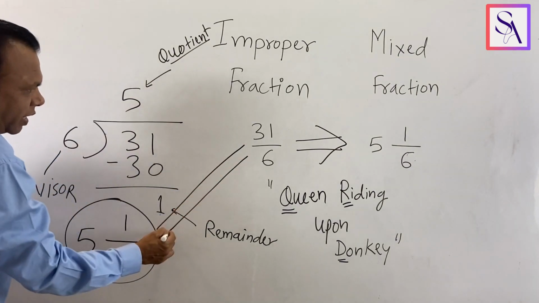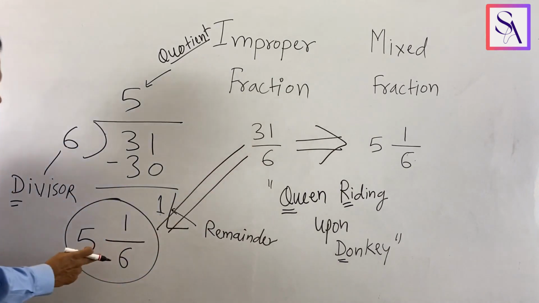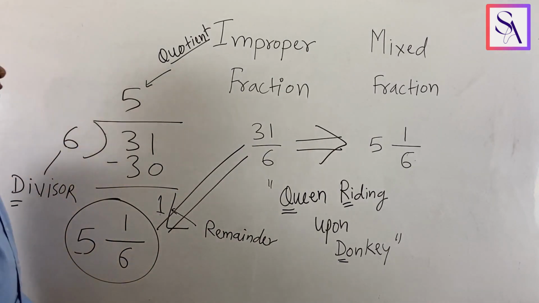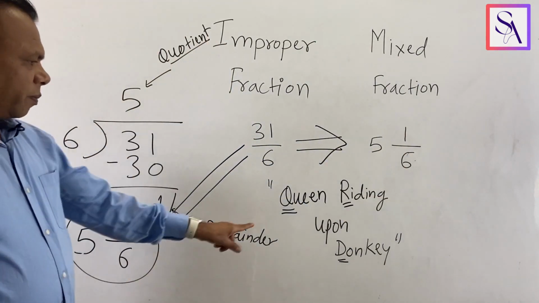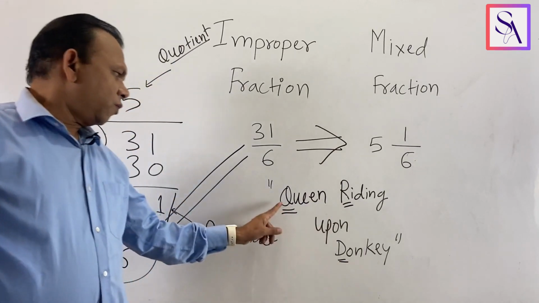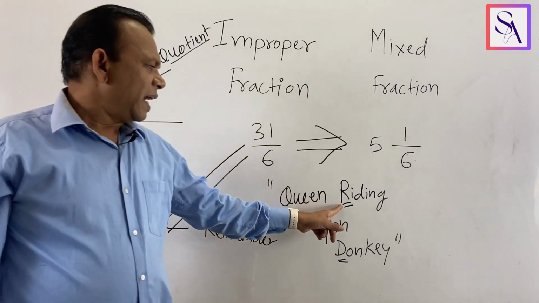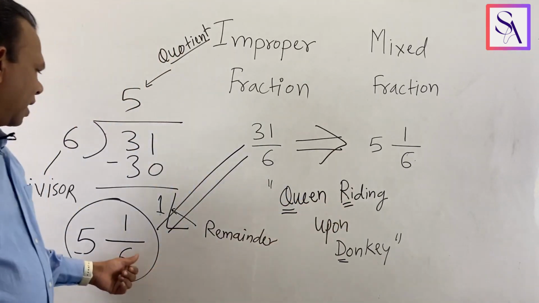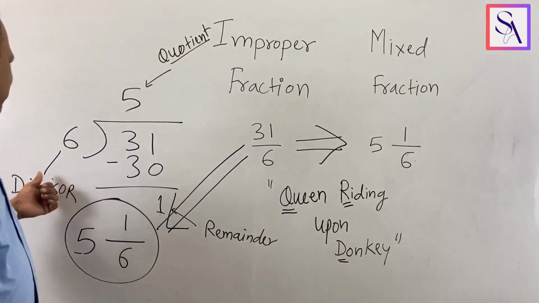So we have converted this improper fraction into mixed fraction. See, the answer is the same, 5 1/6. So you have to remember this statement, queen riding upon donkey. From queen, q is there, quotient. Riding, r is there, r is remainder. Donkey, d is there, d is divisor.